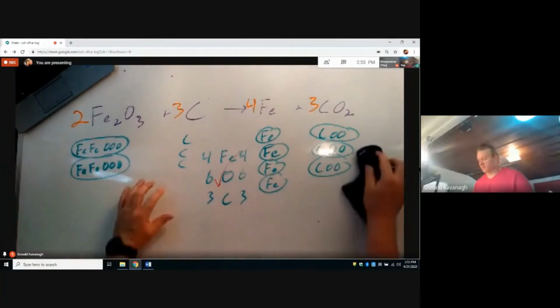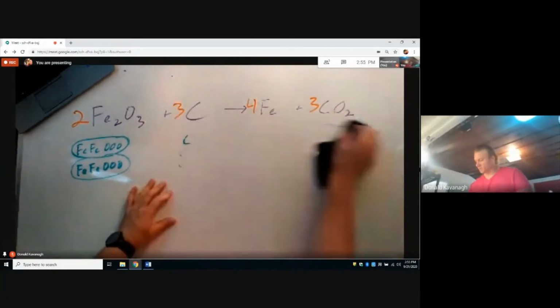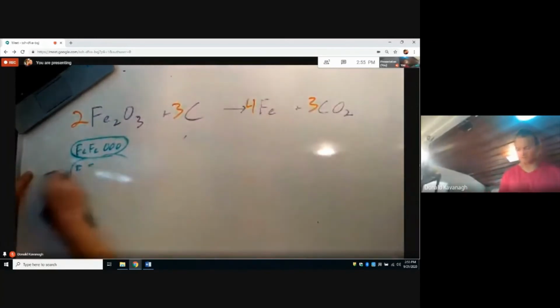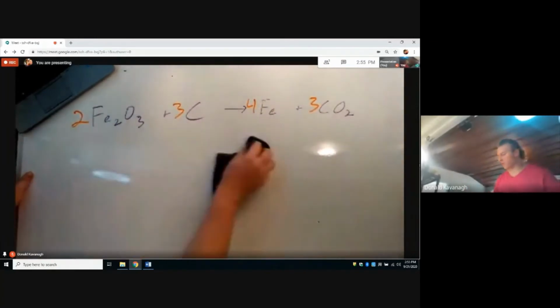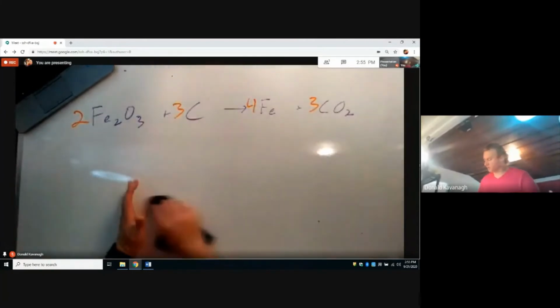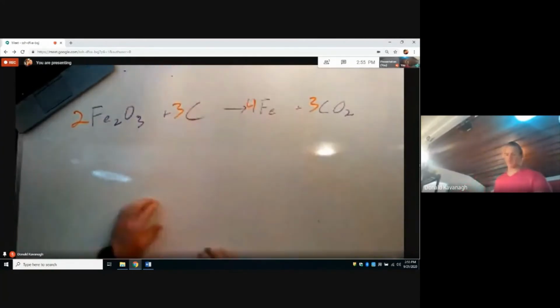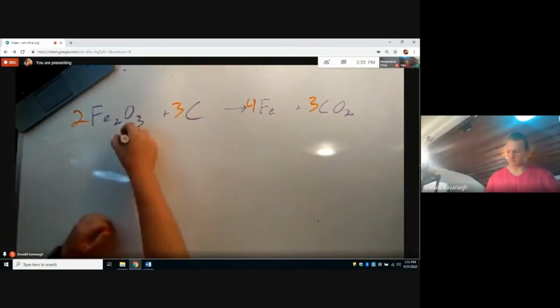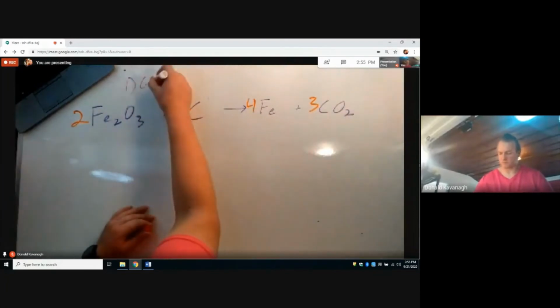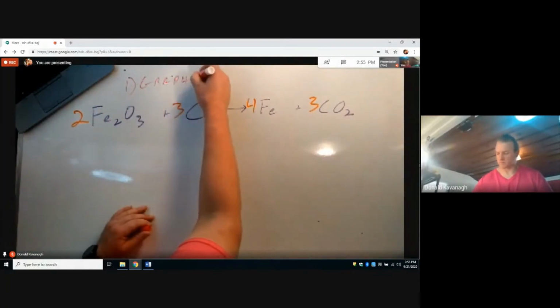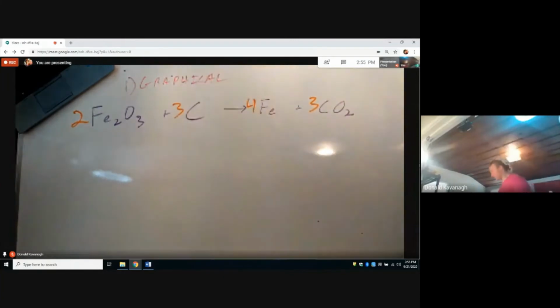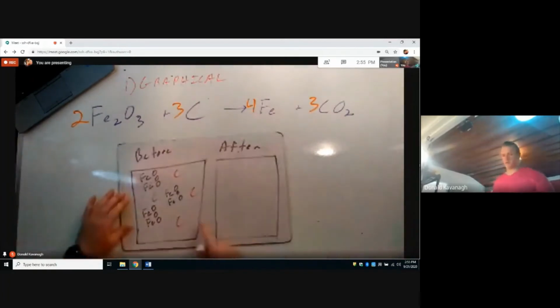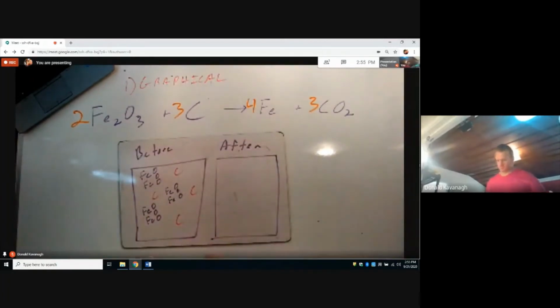Now let's do a limiting reactant problem with this balanced chemical reaction. We're going to solve the limiting reactant problem using the graphical method first, kind of visualize these atoms reacting, and then we'll solve it using a scaffold method. Graphical method is using pictures. This is our smelting pot before, and this is our smelting pot after.